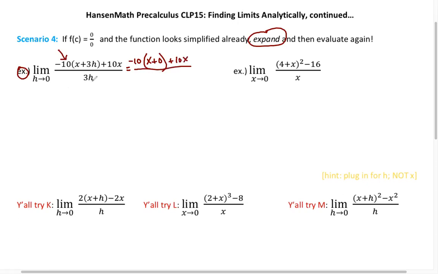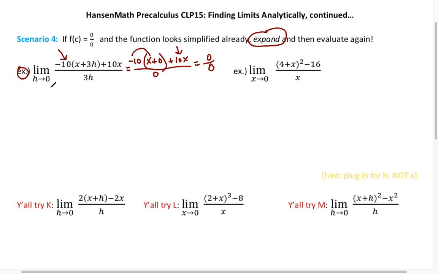But if you plug in a 0, 3 times 0 is 0, so that's division by 0. And then in the numerator, you'd have a negative 10x and a positive 10x, which would zero out. So you do have your 0 over 0, which quite frankly doesn't tell us anything about the limit. So let's try this technique here of expansion.